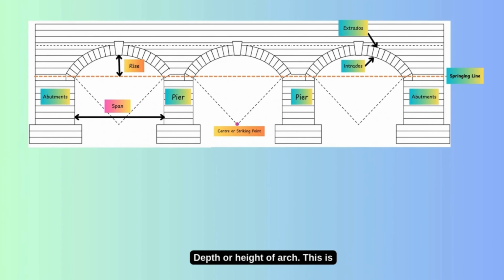19. Depth or height of arch. This is the vertical distance between the intrados and the extrados. It tells us the thickness of the arch curve vertically. It's like measuring the arch's body from top to bottom, not just its face.